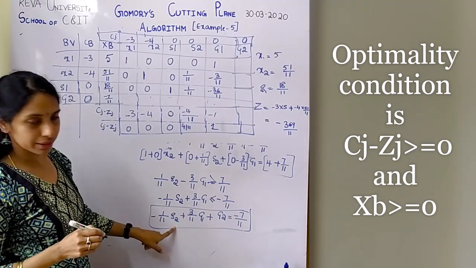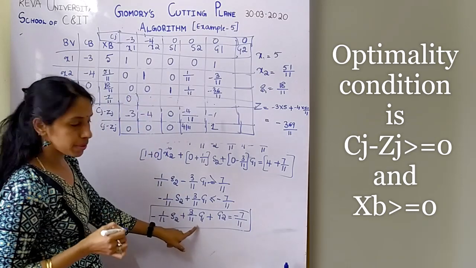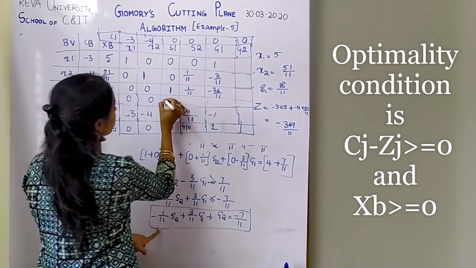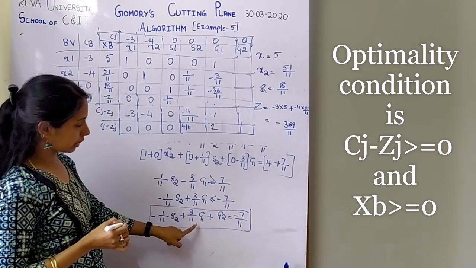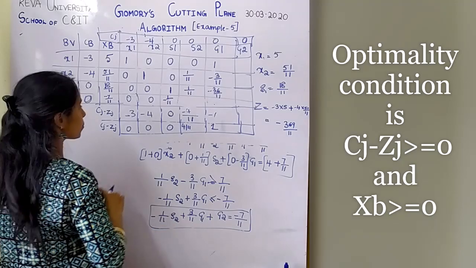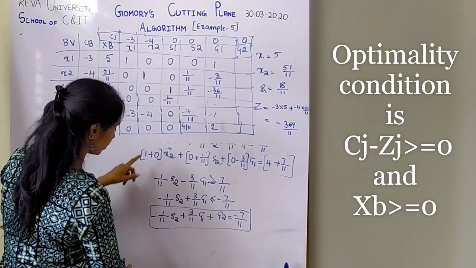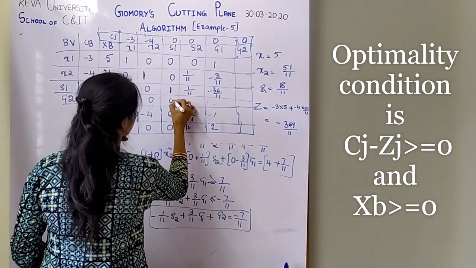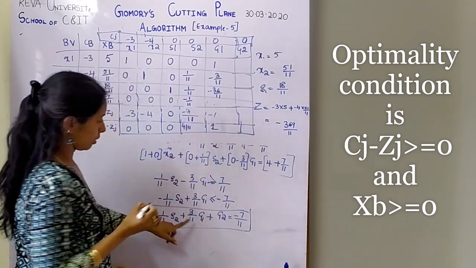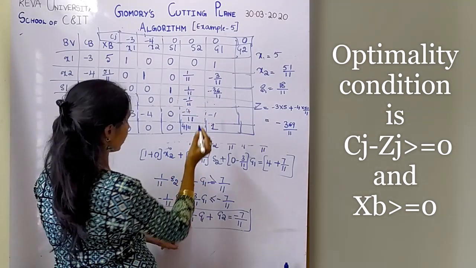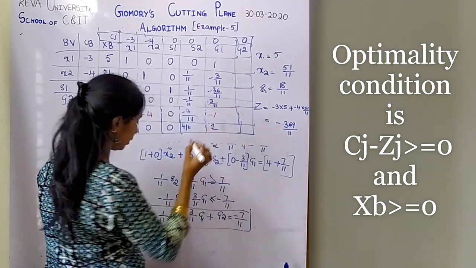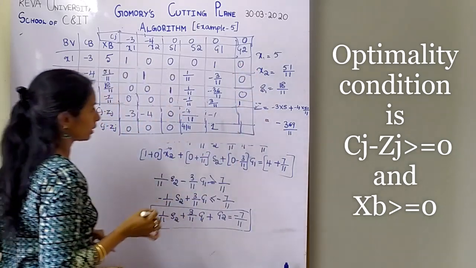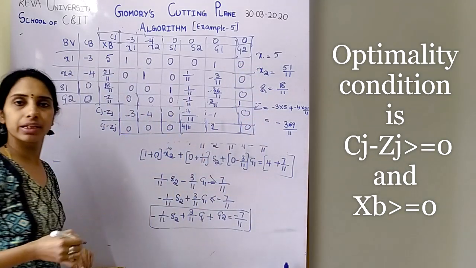And whether x1 is there in this equation? No. So 0. x2 is there in this equation? No. 0. Whether s1 is there? Yes, minus 1 by 11. Whether S2 is there? So S1 is 0, S2 is minus 1 by 11, and G1 is 3 by 11, G2 is 1. So since it is 1, rest all will be zeros, and here also you will get zeros.